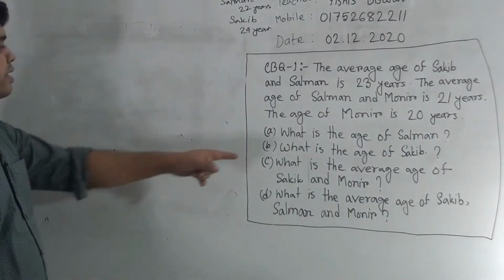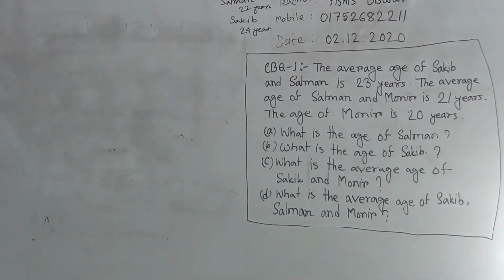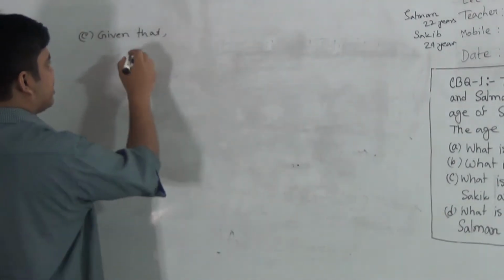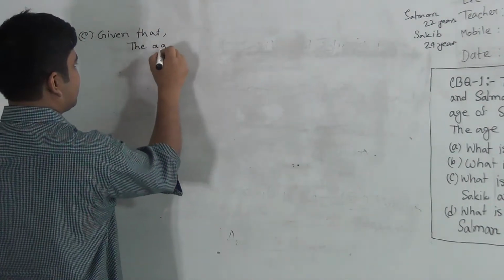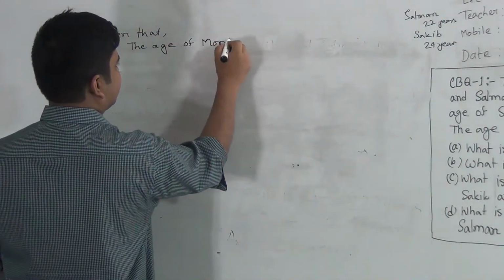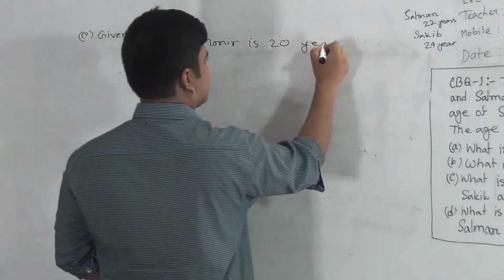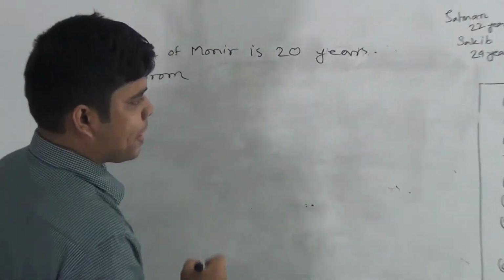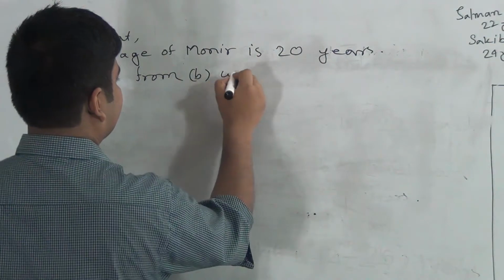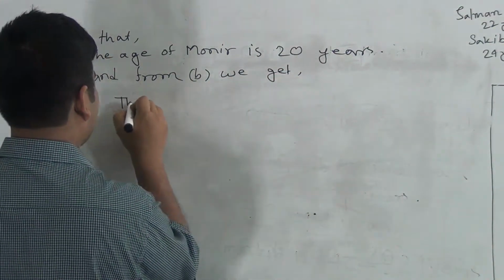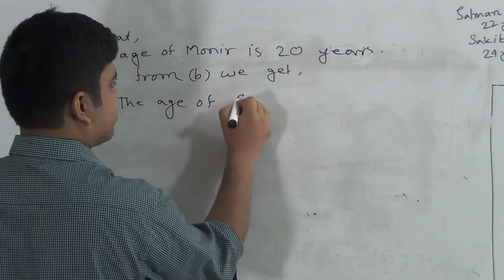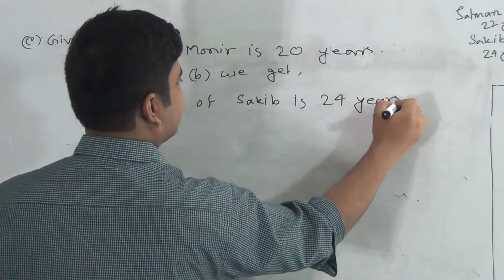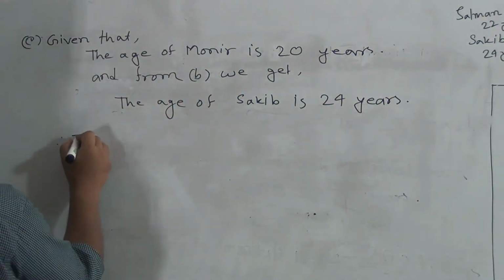Here, what is the average age of Shakib and Monir? So first of all we write given that Monir's age is 20 years, the age of Monir is 20 years, and from B we get the age of Shakib is 24 years.